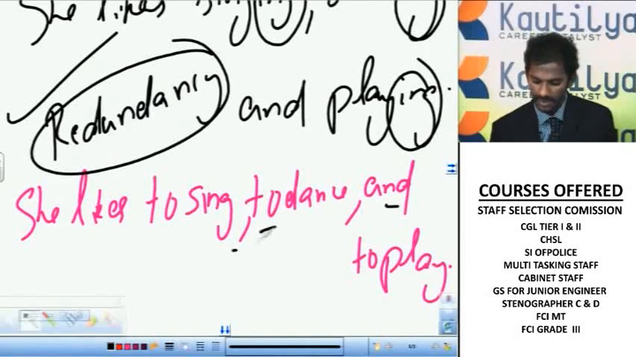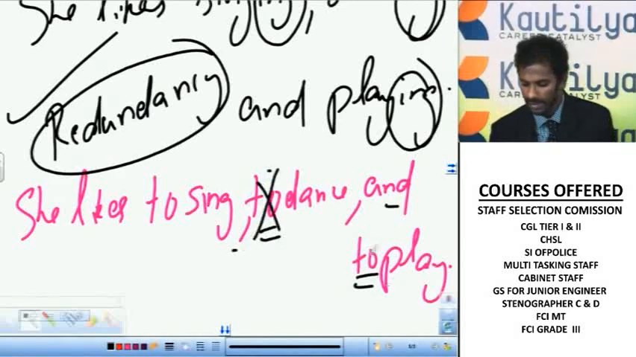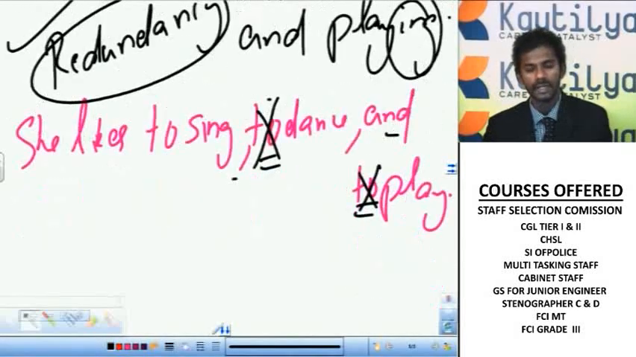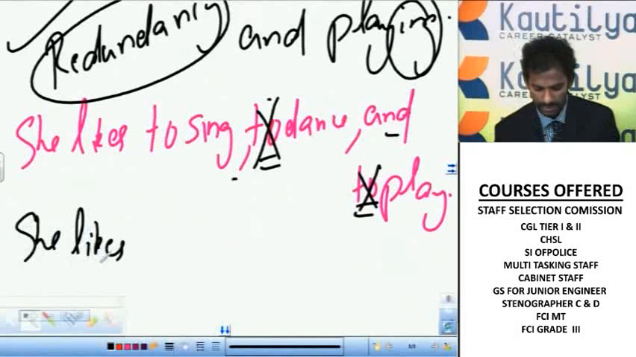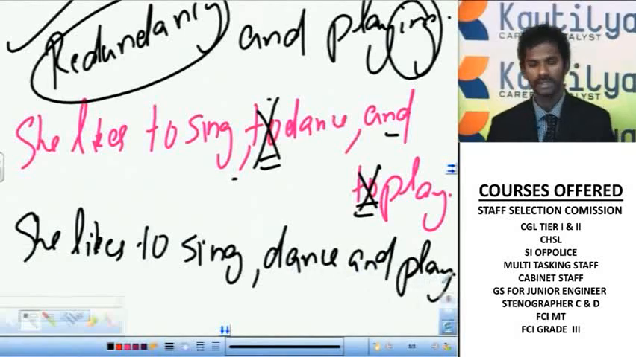To is being redundant here in this sentence. Right? There is no need for me to say she likes to sing, to dance, and to play, because to is understood in front of the second idea and the third idea. So before the second idea and the third idea, there is no need for me to use to. There's no need for me to repeat to. Right? So sentence can be like this: she likes to sing, dance, and play.